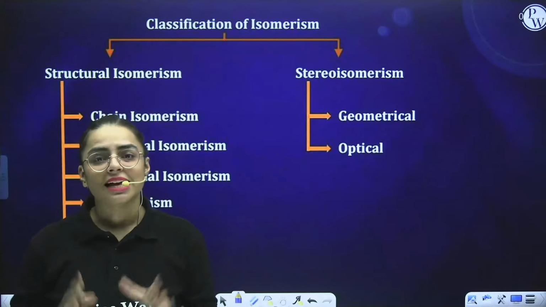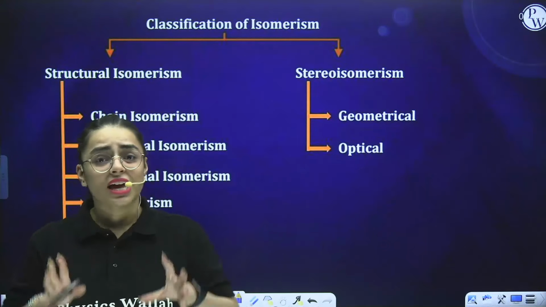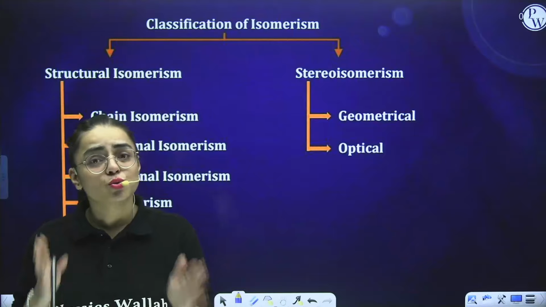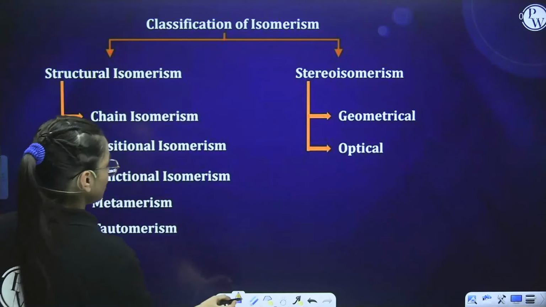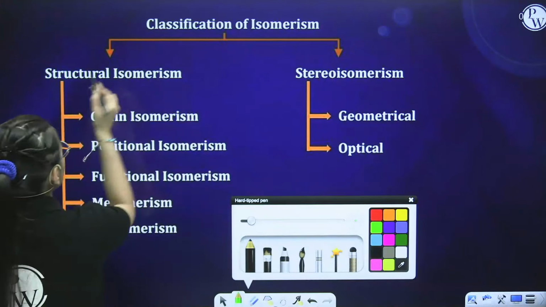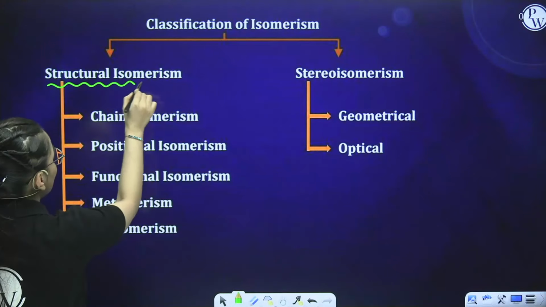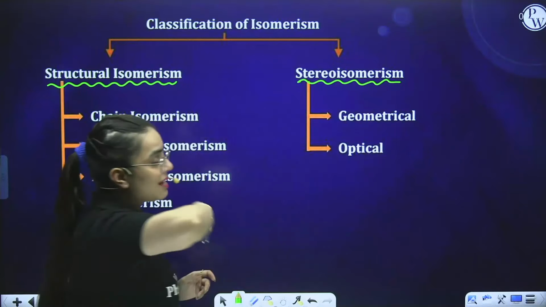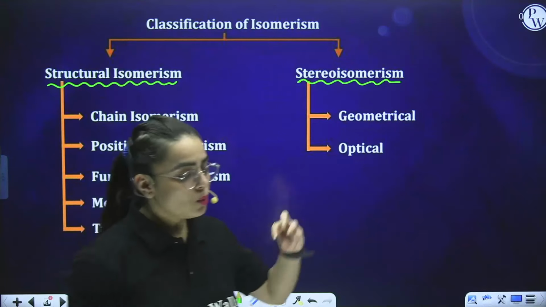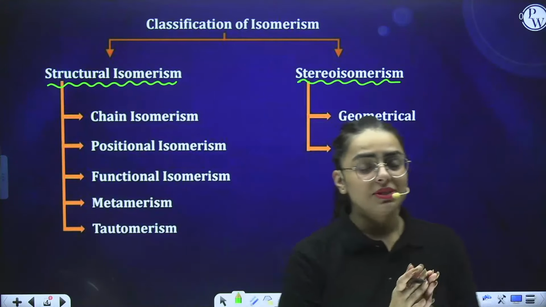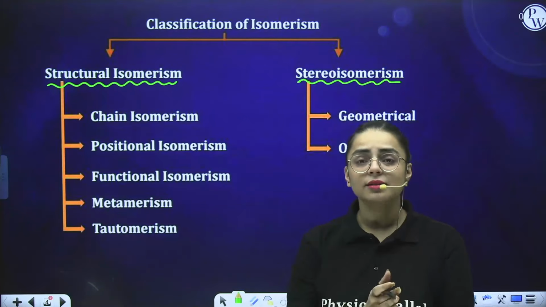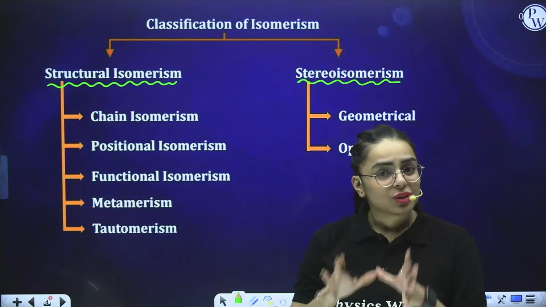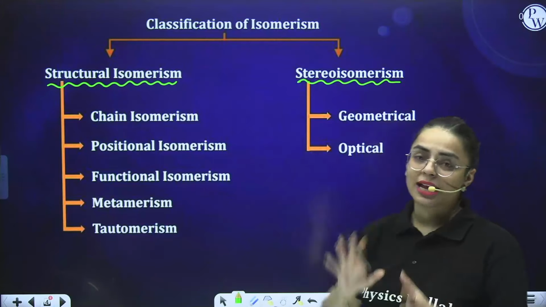Now comes the classification. If I'm going to classify isomerism, I will classify into two basic categories. That it is going to be, first of all, structural isomerism. Another one is stereoisomerism. Now, as the name suggests, there would be something different. What I'm saying is, if I'm talking that there is a difference in structure, so that means I'm talking about structural isomerism.